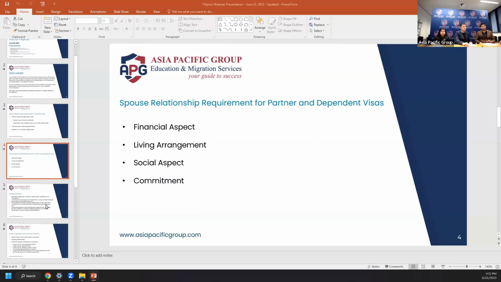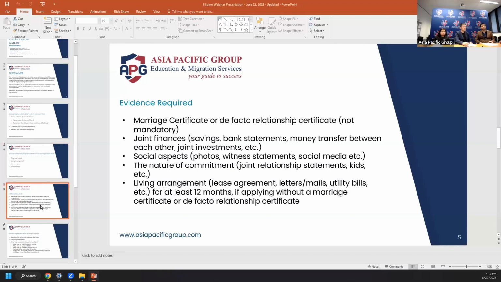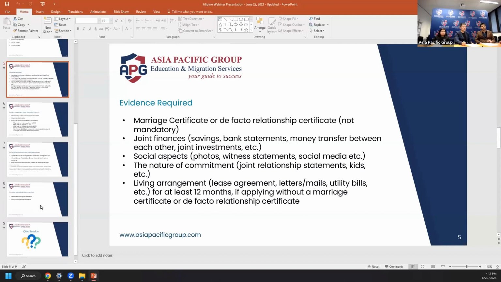However, to prove these aspects, you need to prove in documents. So I will show you the evidences. Yeah. So these are those documents which prove these aspects. Marriage certificate, de facto relationship certificate, which is not mandatory though, but this certificate is strong enough to prove your relationship is genuine and you have a commitment toward each other.